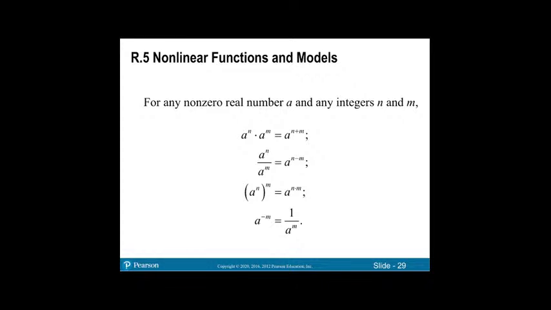For any non-zero real number a and any integers n and m, these are the exponential properties. If we multiply two exponentials of the same base, we add the exponents. If we divide two exponentials with the same base, we subtract the exponents. If we raise a power to another power, we multiply those exponents. And a negative exponent is 1 over the exponential, so a negative exponent causes a fraction to flip.